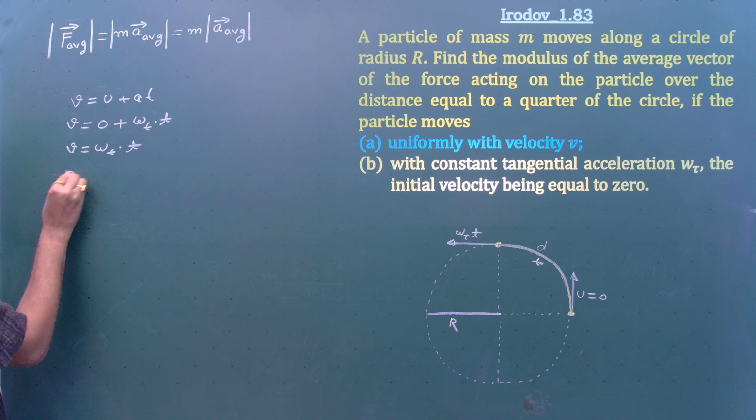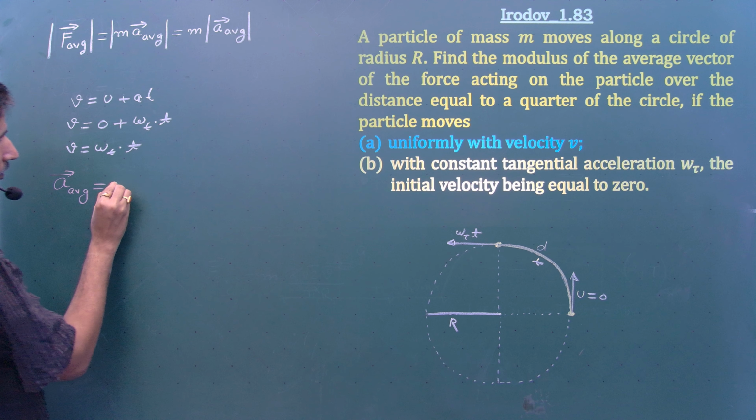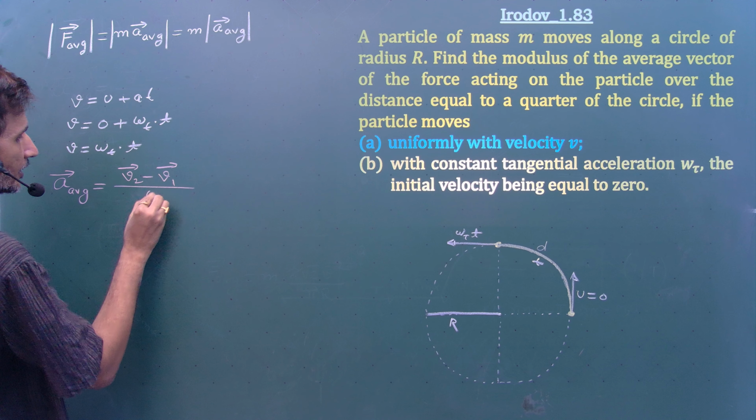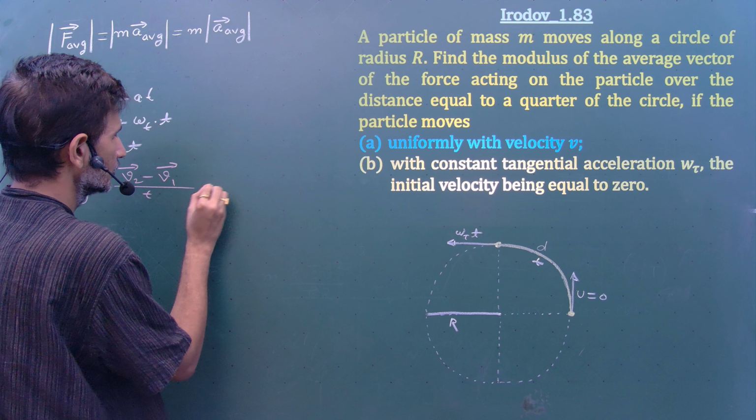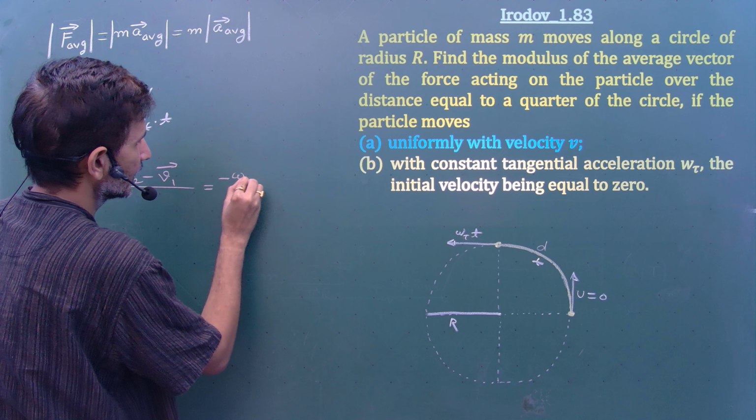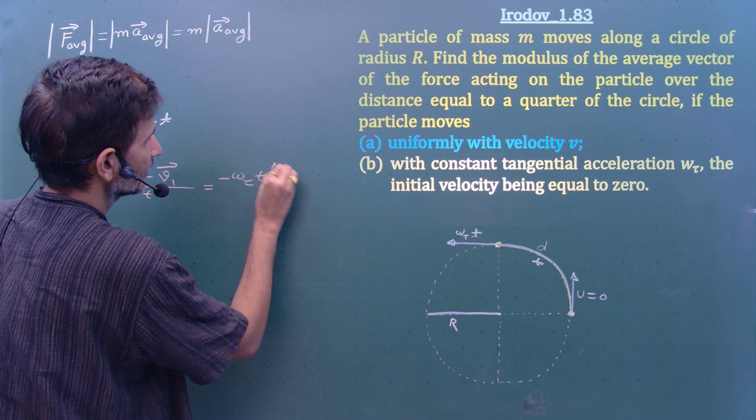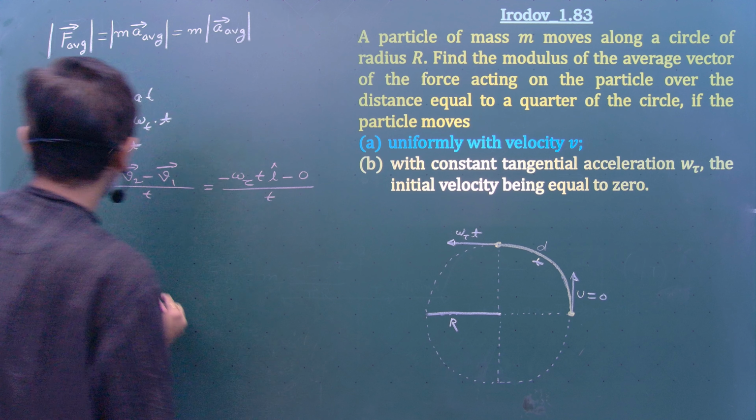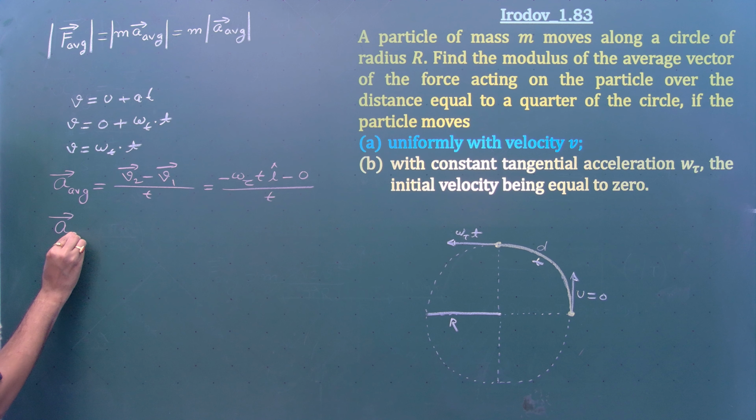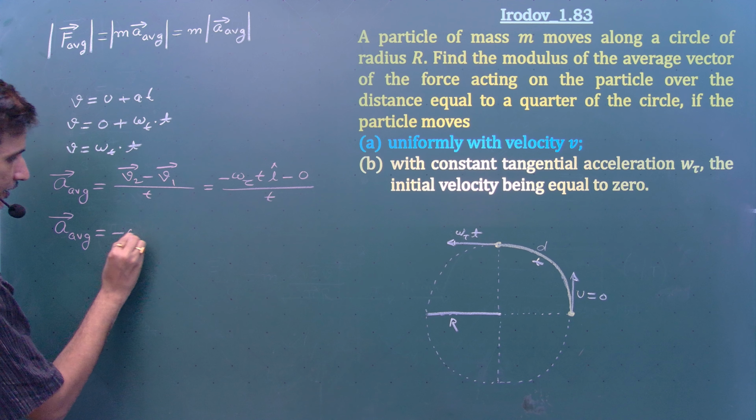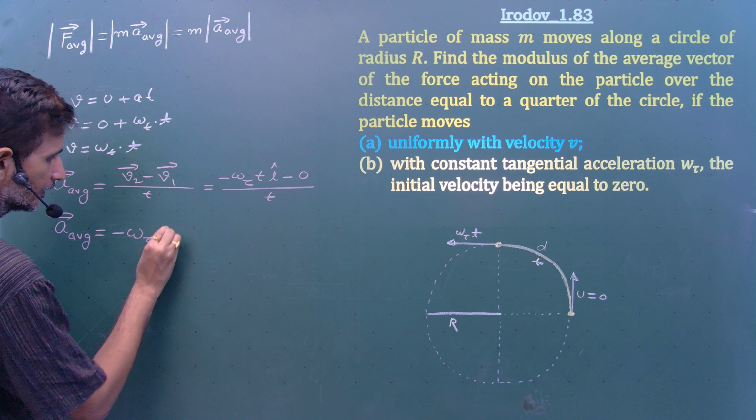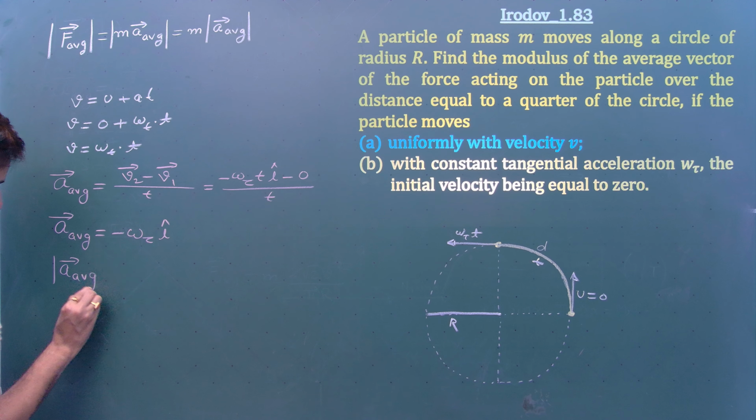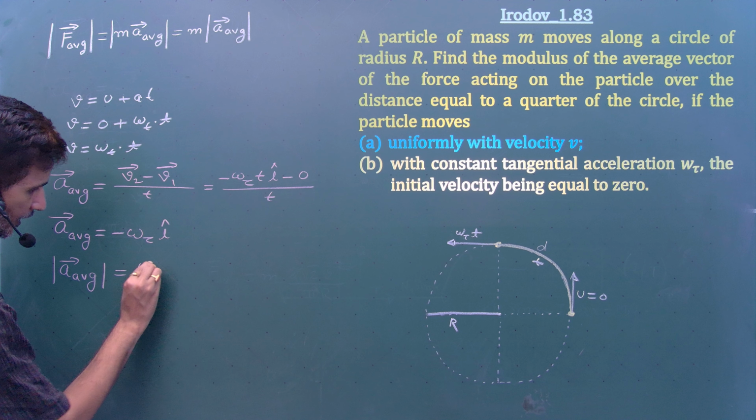Initial speed is 0. Now how do we calculate the average acceleration? The formula of average acceleration is final velocity minus initial velocity divided by time. This is the final velocity, so it should be equal to minus wt tau into t i cap minus the initial velocity, which is 0, divided by time. So average acceleration is equal to minus wt i cap. So the magnitude of this average acceleration is wt.